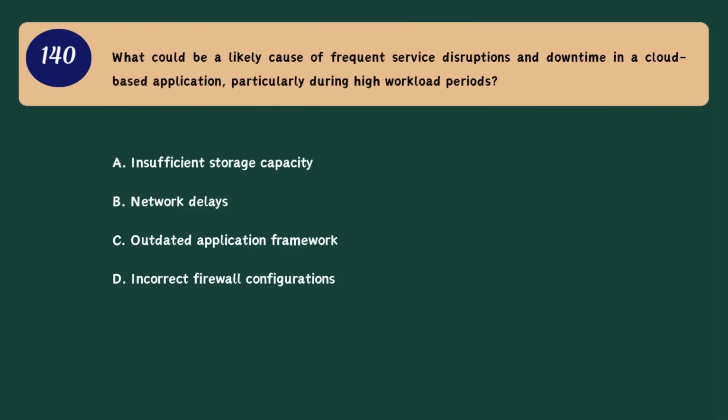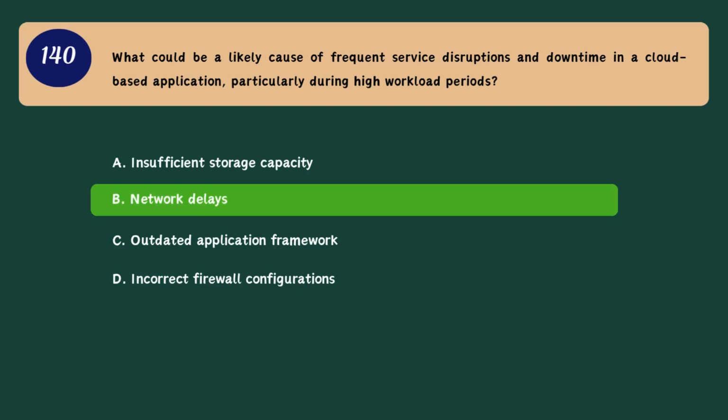Question 140. What could be a likely cause of frequent service disruptions and downtime in a cloud-based application, particularly during high workload periods? A. Insufficient storage capacity. B. Network delays. C. Outdated application framework. D. Incorrect firewall configurations.